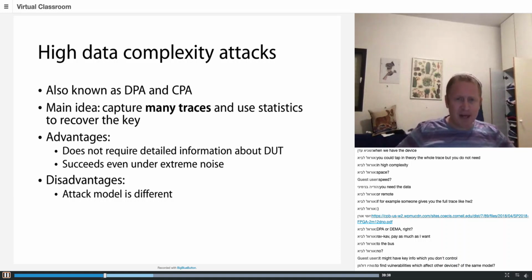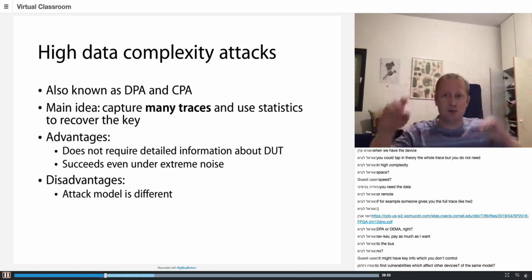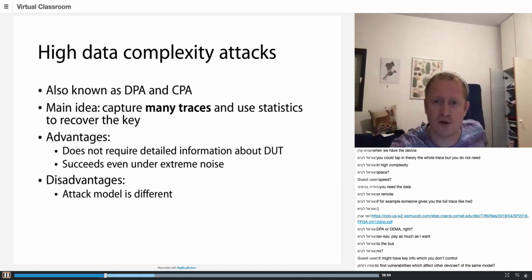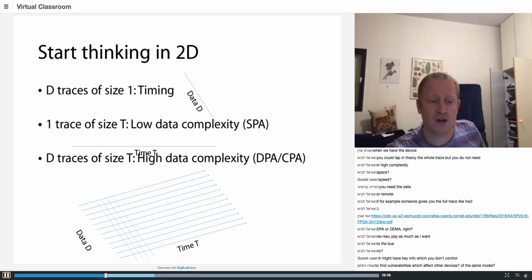Now the biggest and most complex thing with going from timing attacks to DPA and CPA is the fact that we have to start thinking in multiple dimensions. Let me give you a little figure that can help motivate you.